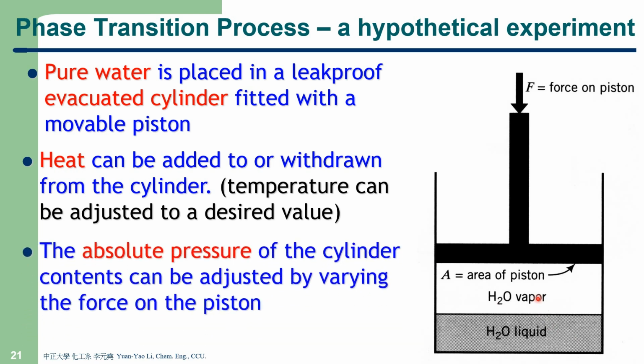And another condition: the absolute pressure of the cylinder contents can be adjusted by varying the force on the piston. So not only can you increase or decrease the temperature, but you can increase the pressure by pressing the piston down, or you can decrease the pressure by moving the piston up.